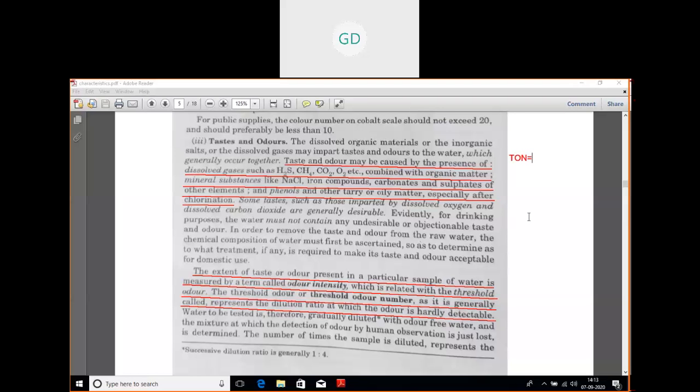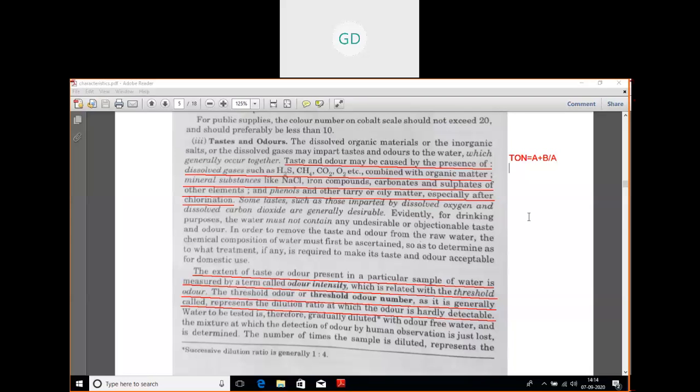I want to give you this in terms of a formula, so that you can remember it nicely. The formula is not given in your book, but from my side I am giving it to you. You can write it down. TON, the threshold odor number, formula is (A plus B) whole divided by A.